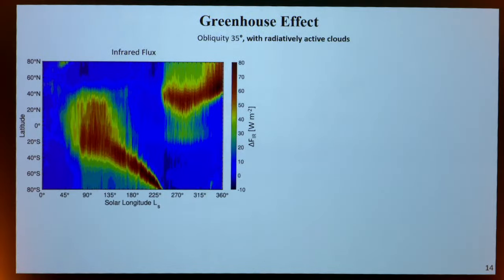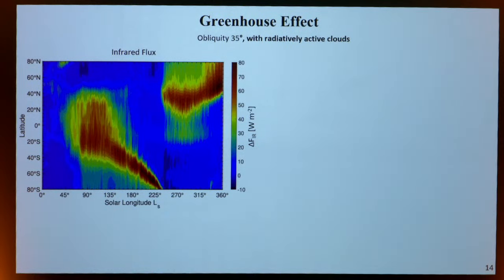And these plots show you the infrared fluxes going down to the surface induced by only the water ice cloud, not the dust, just really only the water ice clouds. And as you can see, we have a strong infrared flux at mid and equatorial latitude between Ls 19 and 180, also during the northern summer, and a strong infrared flux in the polar night, which is about 40 to 80 watts per meter square.